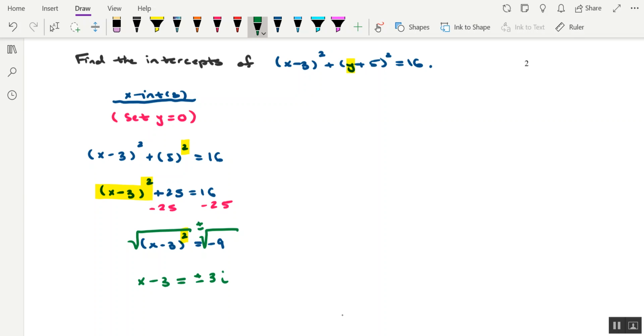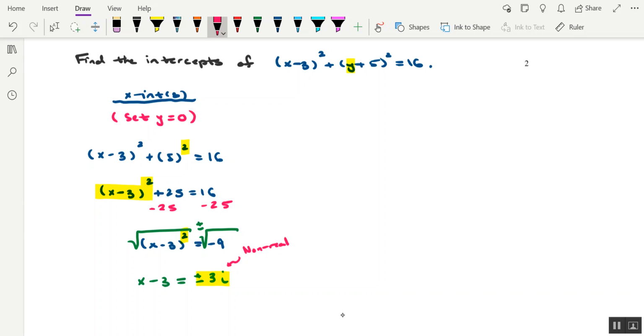And here's where we can actually stop with our solution. And the reason for that is because these two numbers right here are non-real. They're complex numbers. And we're not able to plot points with complex coordinates, those that include the imaginary unit i, in the coordinate plane, because the coordinate plane is based on the x-axis and y-axis being real number lines.